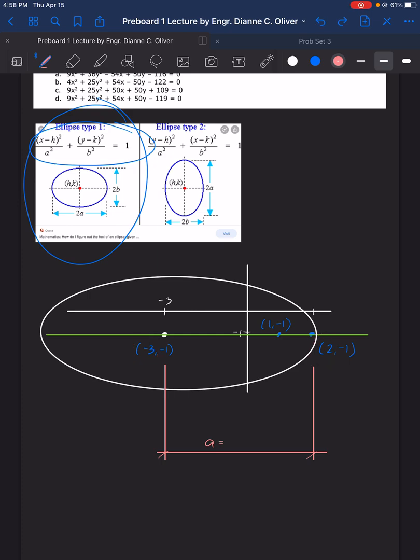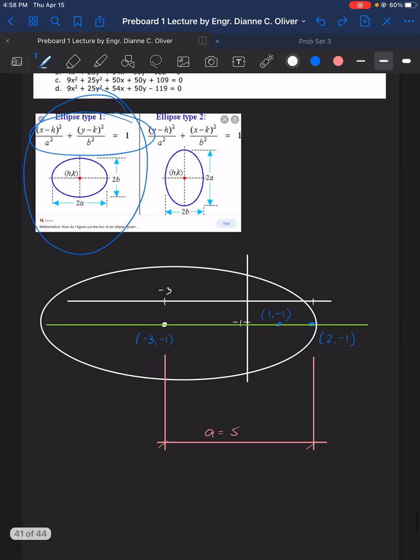So that is 5. A is equal to 5 units. How about for B? How do we solve for B? So we have the center, K, so no problem. We have H and K. We already have A, which is 5. But how do we get the value of B?